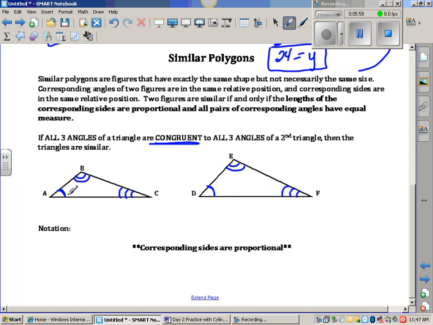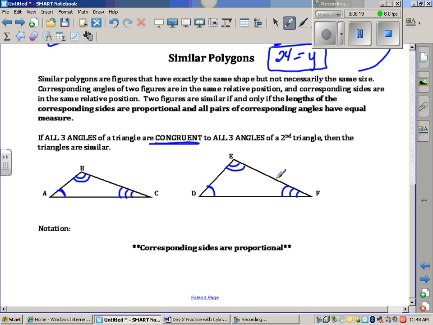All right, so similar figures, it's not saying that all the angles have to be the same. These obviously aren't. This isn't an equilateral triangle or an equal angular triangle. But the corresponding, meaning A corresponds to D, B corresponds to E, and C corresponds to F. Those are going to be equal to each other.